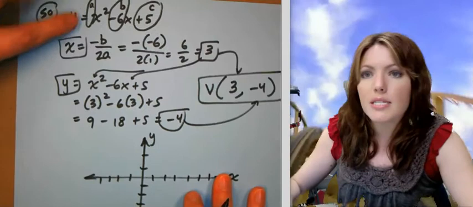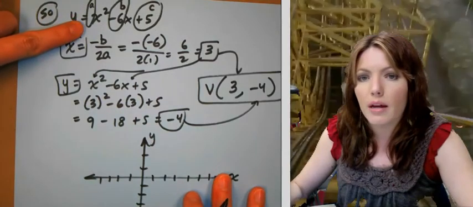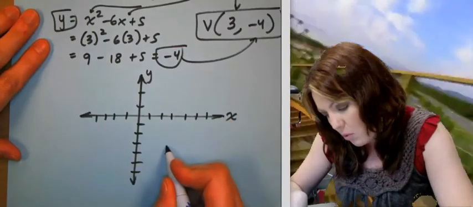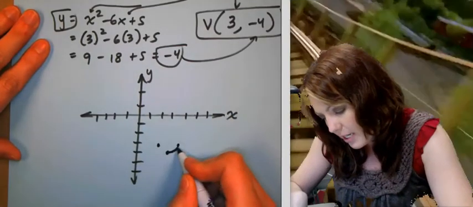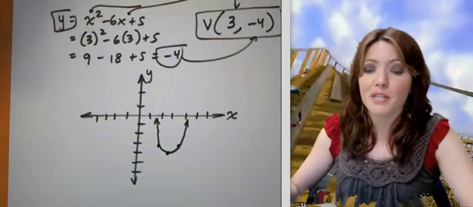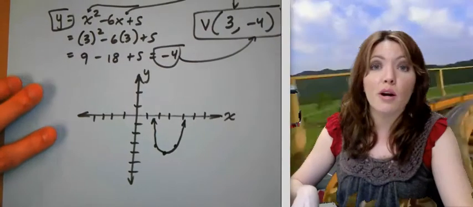And because our A is an invisible 1, from the vertex we're going up 1 and out 1 each. So up 1 and out 1 each, connecting with a curve. Okay, it's as simple as that. So, we are done with our practice final review.